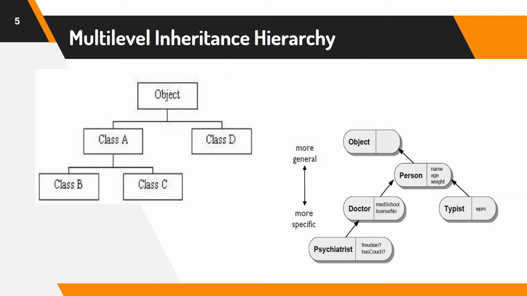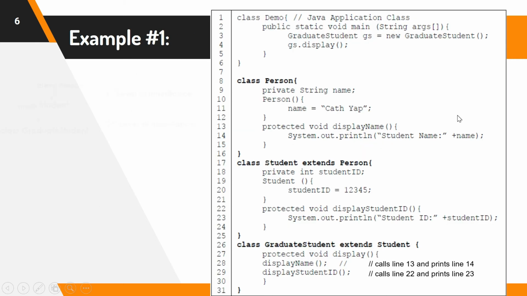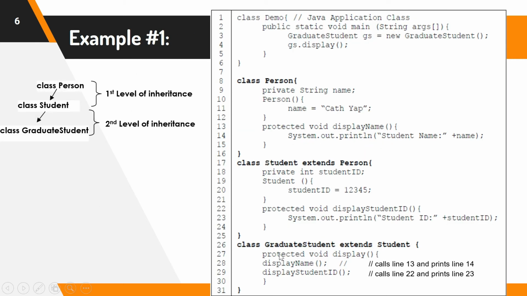We have here an example of a multi-level inheritance hierarchy. It is from more general to more specific. So we have an example of multi-level inheritance. Here we have the class GraduateStudent extends Student, class Student extends Person, and class Person as its superclass.